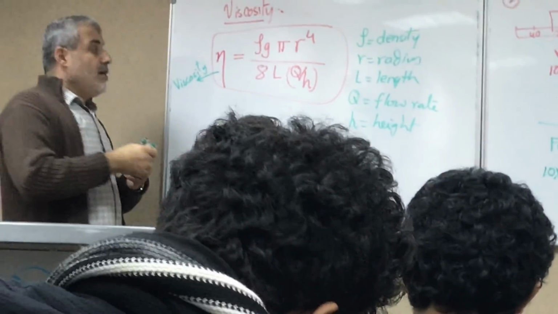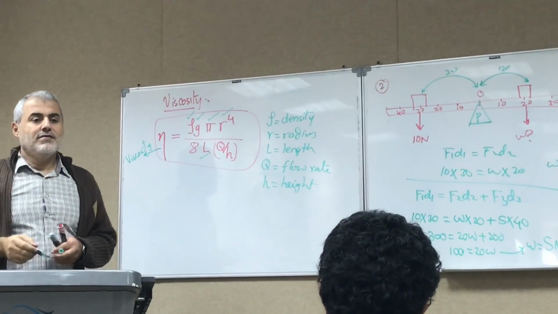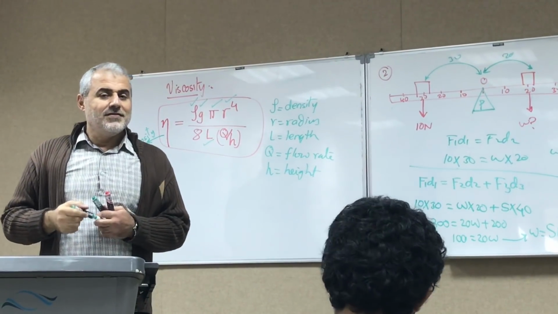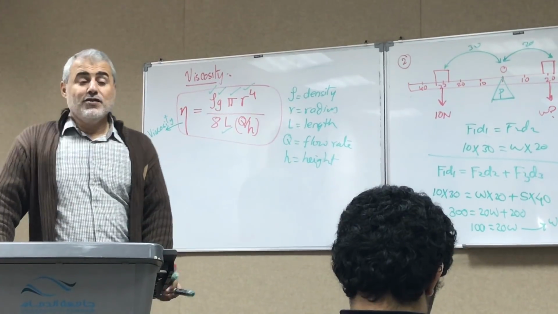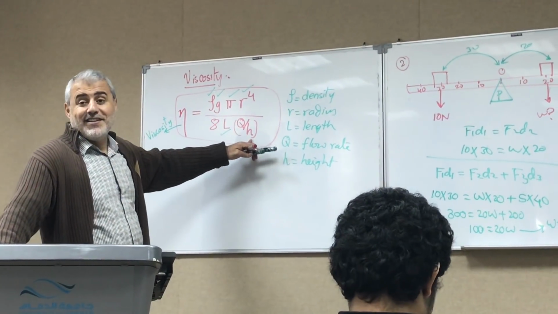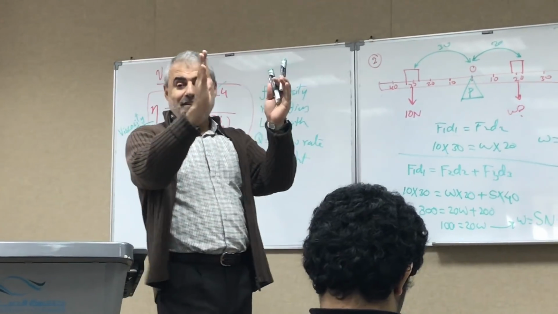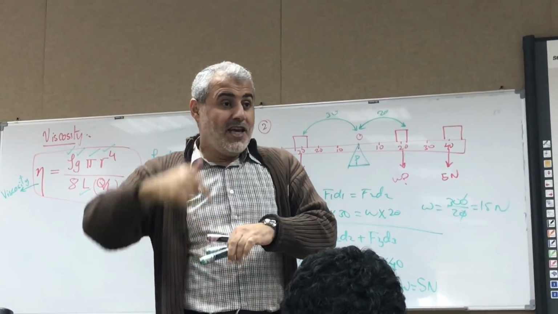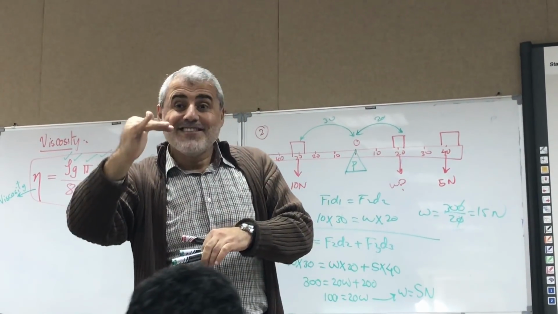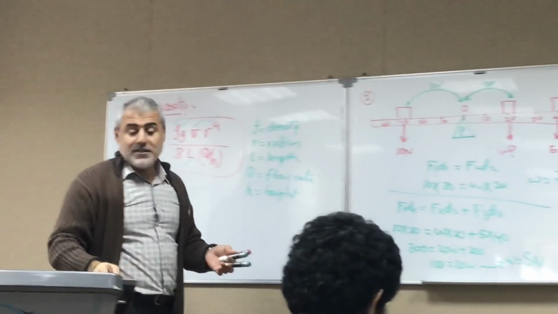See guys, all of these are constants. You measure them once, only one time. So the problem is with Q over H. If you remember, you have a container. At more height, the flow will be more. If you lower it, what happens to the flow? It decreases. Is that right? This is what we did in the experiment.